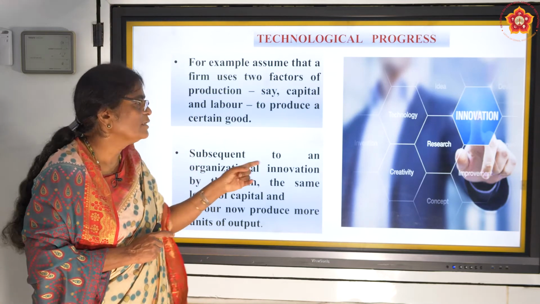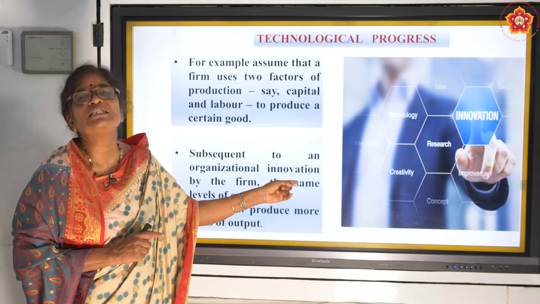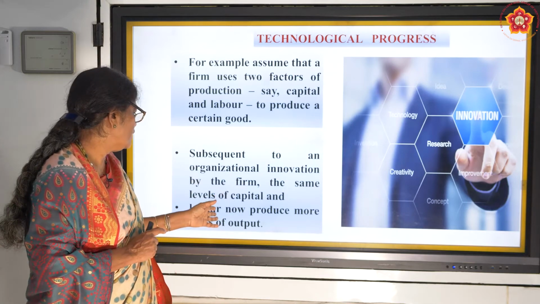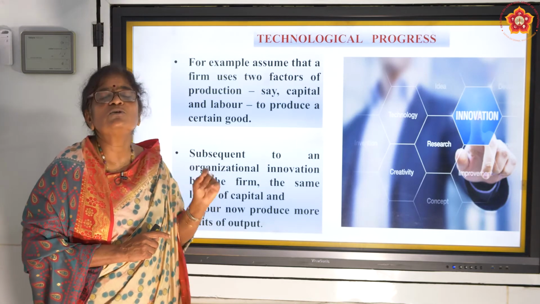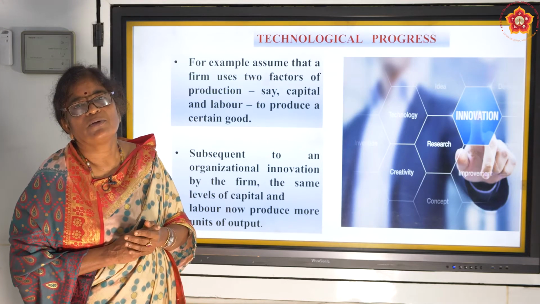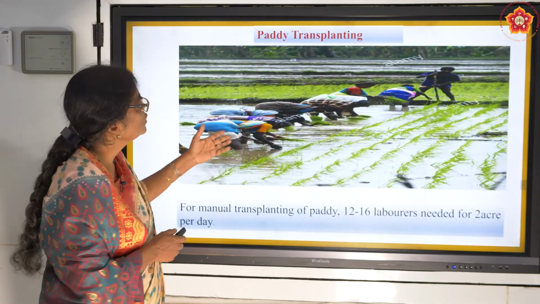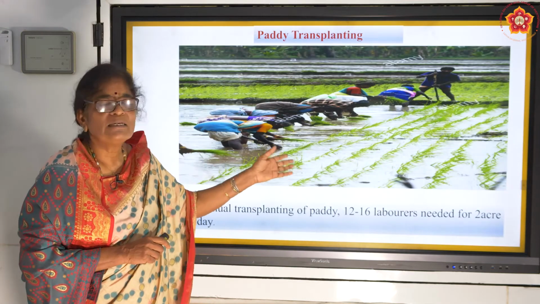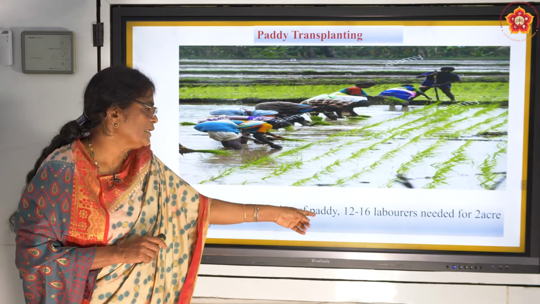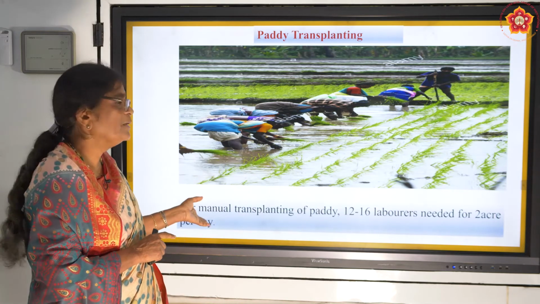But in the agricultural industry in India, after the introduction of innovation in the agricultural sector, what happened? The level of capital and the level of labor to be used to produce a given level of output changed. How it changed? We'll see. You can see the paddy transplanting by manual laborers. Here, for manual transplanting of paddy, 12 to 16 laborers are needed for 2 acres per day.